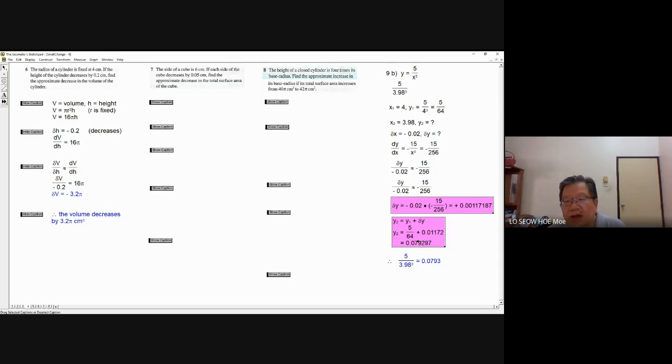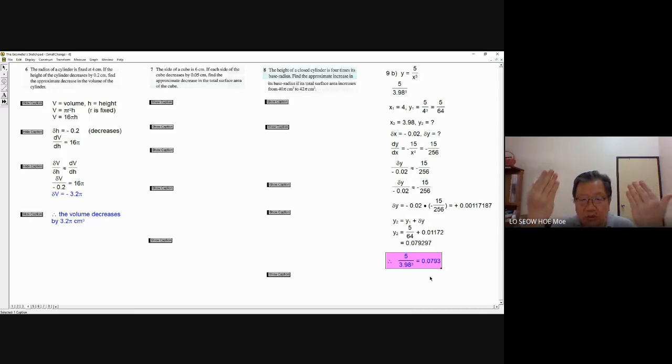So again, don't leave the answer like this. Nobody knows what y2 is, because y2 is something that you introduce to the question, right? So what they want is actually 5 over 3.98 cubed. The approximate value is 0.0793. Every time I show you examples, I show you two side by side, so that you can compare and understand the difference between these two types of questions.